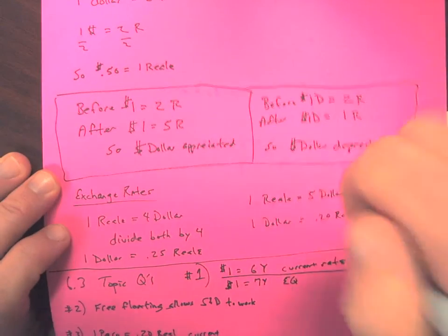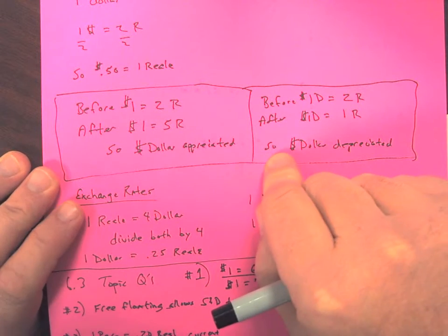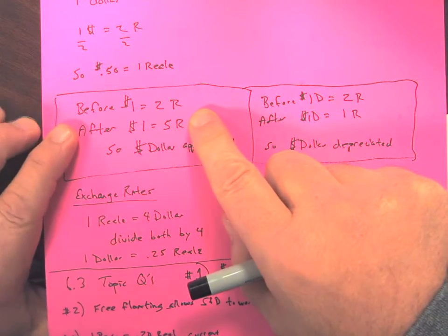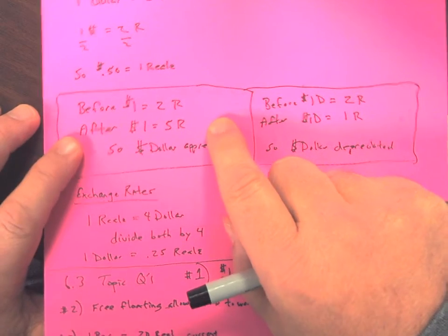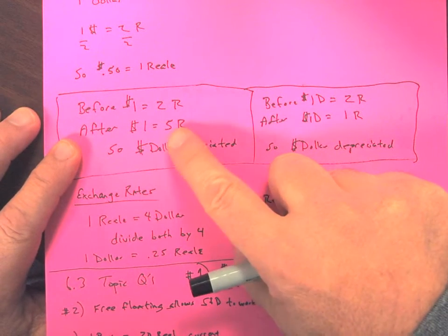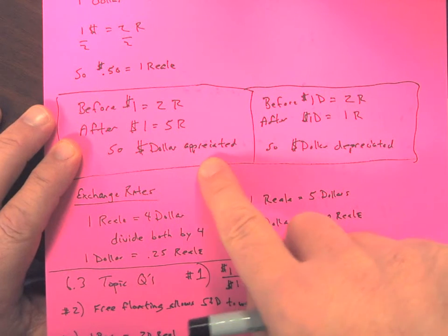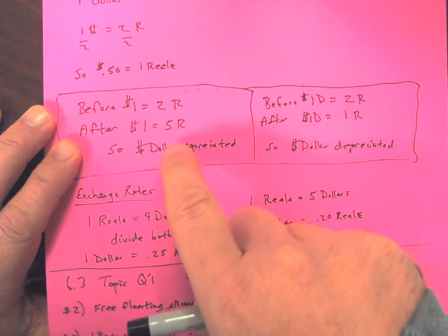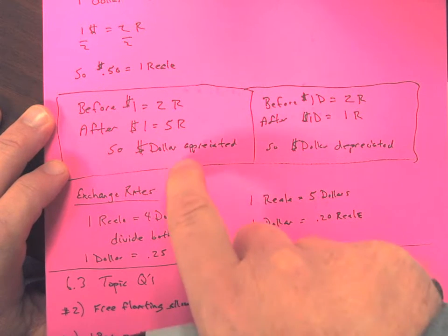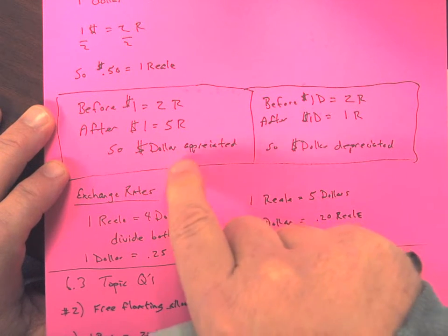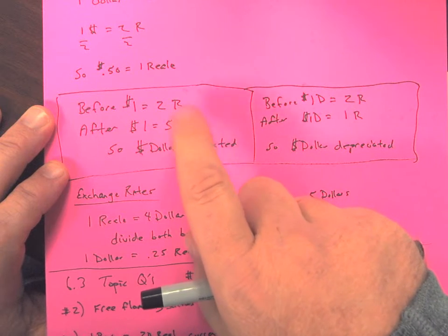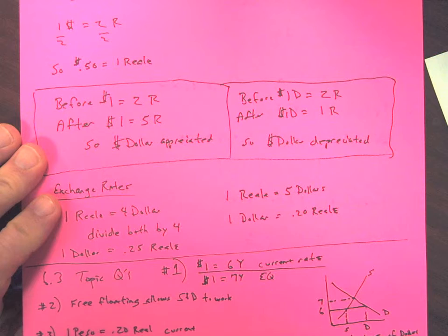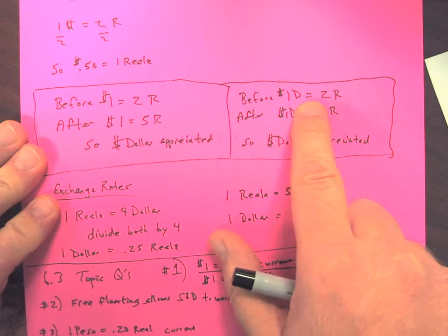If we want to see how the dollar appreciates and depreciates, we're doing it in terms of the other currency. So before, if we have $1 equals 2 real, and after something goes on in the market, we get 5 real for our dollar, the dollar appreciated. It got stronger. That means you get more of this currency for your dollar. And whenever that happens, the stronger dollar will allow us to purchase more goods and services from that other country with their currency.